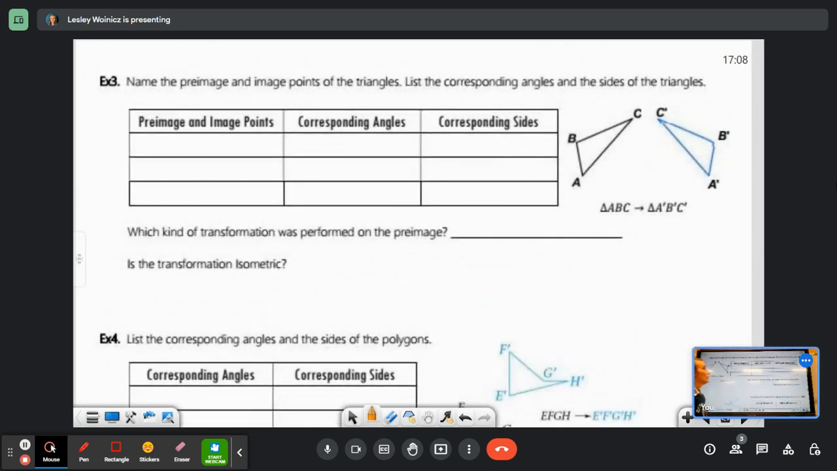All right. For this one, we have to name the pre-image and image points for the triangles. We have to list the corresponding angles and also the sides of the angles. So the way this is going down is we have to look at this rule. This rule is telling us what's happening. Remember that this little arrow means that we have a transformation.